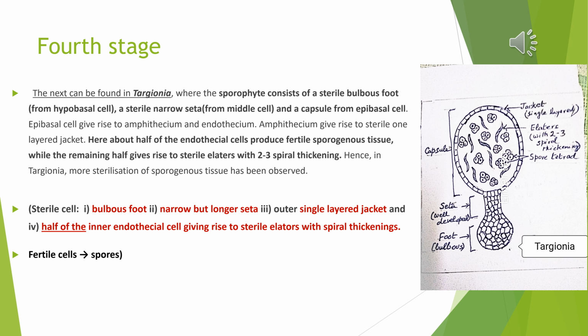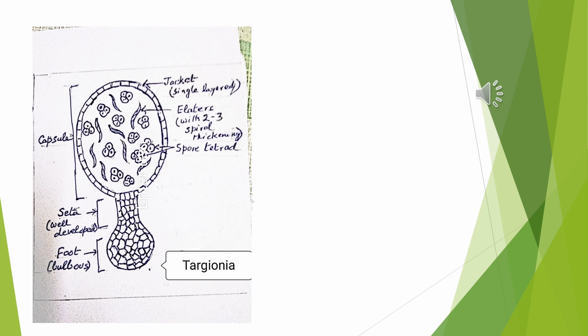So, the sterile 2N cells consist of 1 bulbous foot, 2 narrow but longer seta, 3 outer single layered jacket, and 4 half of the inner endothecial cells, giving rise to sterile elaters with spiral thickenings. The remaining half of the endothecial cells are fertile, giving rise to spores.